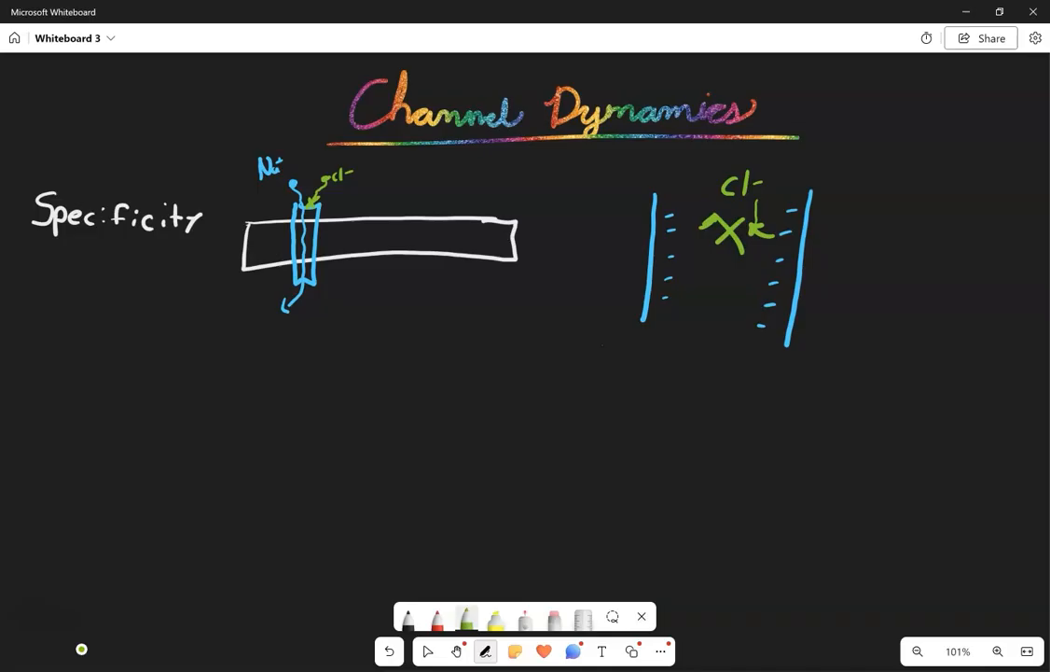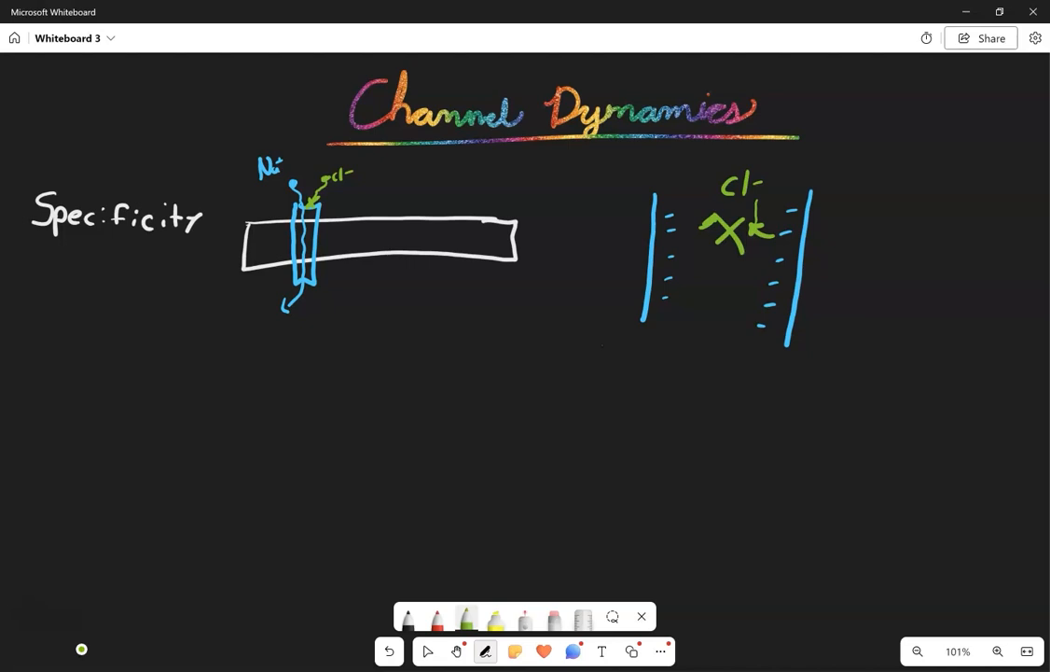So the composition of the protein, the amino acids that make up the protein, can help dictate its specificity. Aside from that, other things like size and shape can also dictate whether or not a channel can move one thing or another. So channels have a high level of specificity.